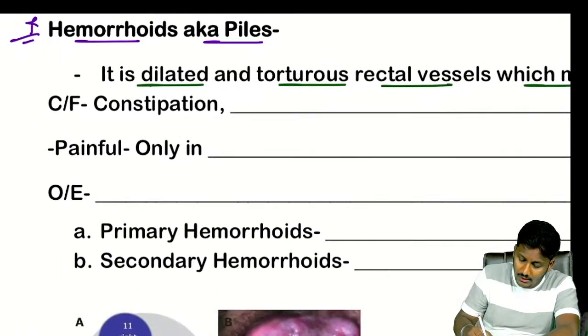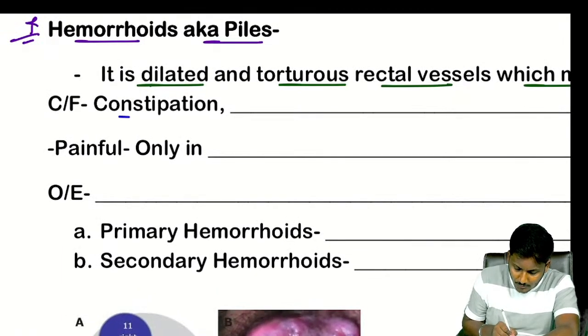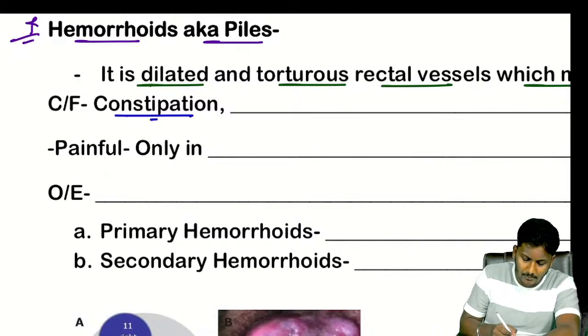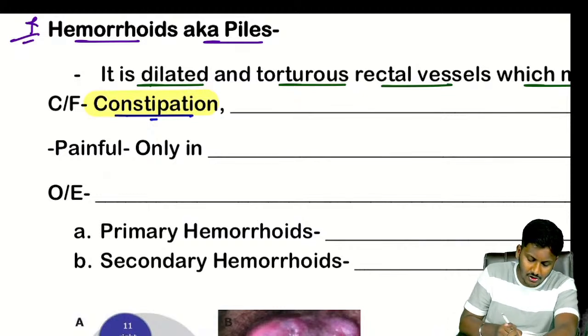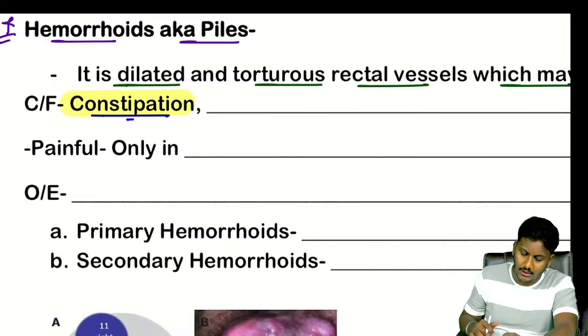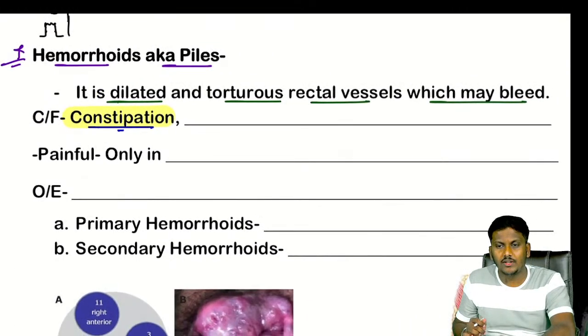Now, important is the clinical feature. I have told you, beta, what is the most important risk factor? The most important risk factor is constipation, because due to constipation, the patient keeps on applying a lot of pressure, keeps on straining too much. So, history of constipation will be very classical. Along with that, the patient will have bleeding per rectum, but will it be painful or painless?